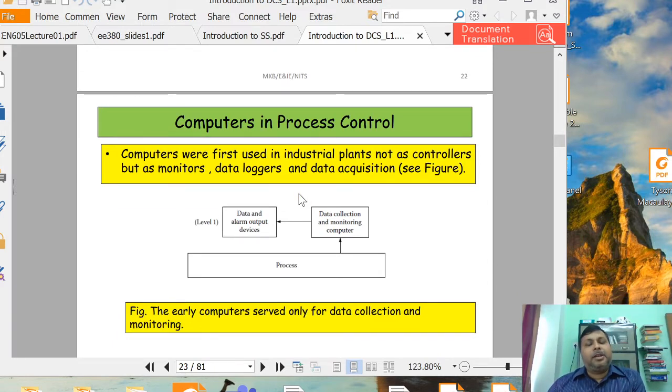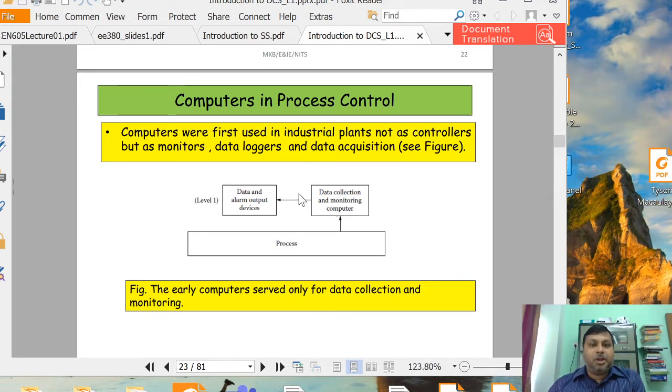Initially, the introduction of the computer in the process control industry was not in the form of a controller. They were basically used for data acquisition or as data loggers. The computers were first used in industrial plants not as controllers but as monitors, data loggers and data acquisition. So the early computers served only for data collection and monitoring.